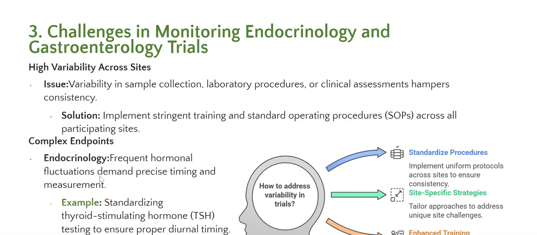Endocrinology: frequent hormonal fluctuations demand precise timing and measurement. Example, standardizing thyroid stimulating hormone, TSH, testing to ensure proper diurnal timing. And here we have a diagram on how to address variability in trials: standardized procedures, site-specific strategies, and enhanced training. Then we have the other sections of complex endpoints for endocrinology.